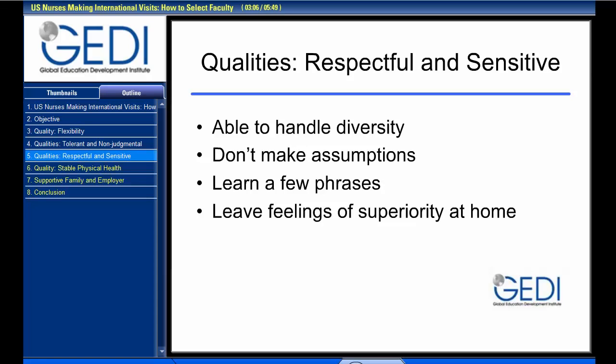Respectful and sensitive. You know, working within different cultures requires an ability to handle diversity. You don't make assumptions. You want to be open at all times. You do want to learn a few phrases that will enable your guests to feel comfortable with you, and you want to leave feelings of superiority at home. Regardless of the country from which you come, it is critical that you be sensitive to and respectful of the characteristics and the culture of the country that you are visiting.